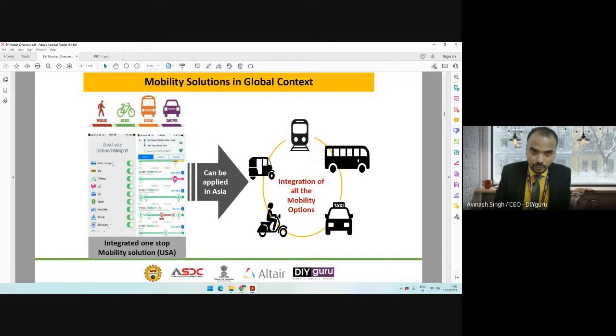So this is more towards an integration of all the mobility options, right? Previously it was in the US that they had integrated all the mobility options into just one map, but nowadays in India as well, this integration has already been happening, and we are starting to see that.